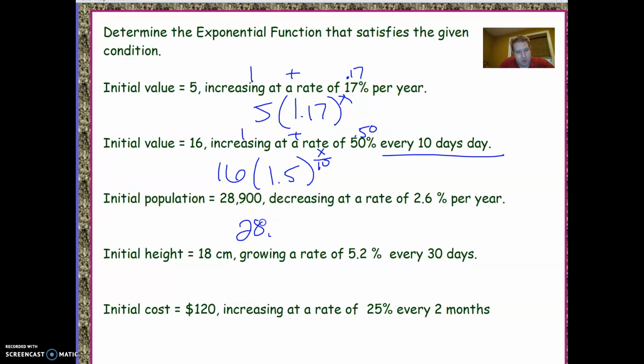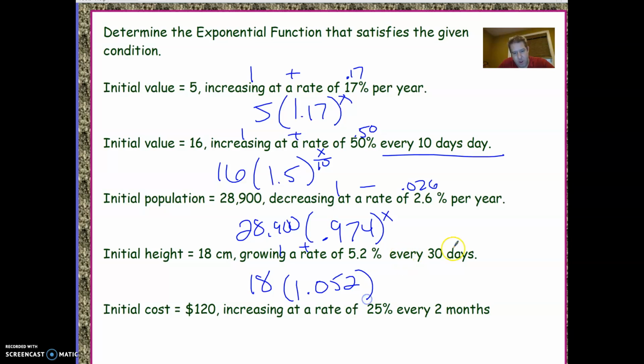Initial population of 28,900, being multiplied by decreasing 1 minus 0.026, which is 0.974 per year, so that would be x amount of years. So growing at a rate, 18 is the starting point, being multiplied by 1.052 every 30 days. Now, every 30 days would be x out of 30. Keep in mind that x is representing per day.